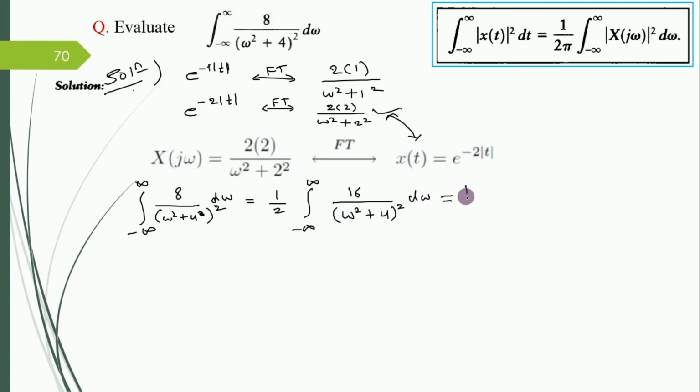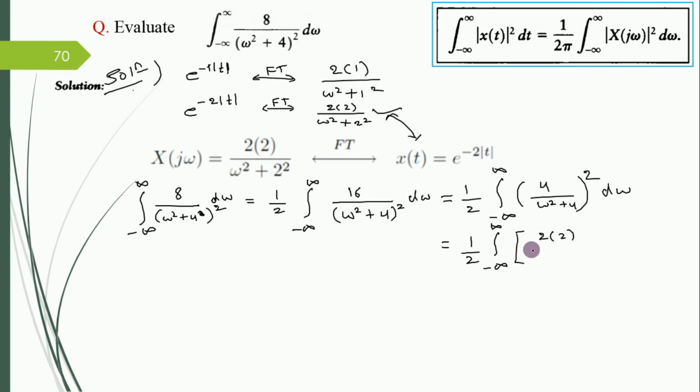This is equal to 1 by 2 integration from minus infinity to plus infinity of 4 divided by omega square plus 4 whole square. I can write it in this manner because now we arrive at this particular stage. So I can write it as 2 into 2 divided by omega square plus 2 square whole square d omega. The same component is here. In the time domain it is e raised to minus 2 mod t, which we have already understood.